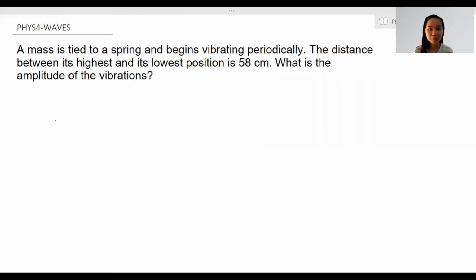So for the second example, we have this problem. A mass is tied to a spring and begins vibrating periodically. The distance between its highest and its lowest position is 58 centimeters. What is the amplitude of the vibrations? So in this case, I will first illustrate how we can draw the vibrations. We can represent it as a wave. So let's say this is the wave.